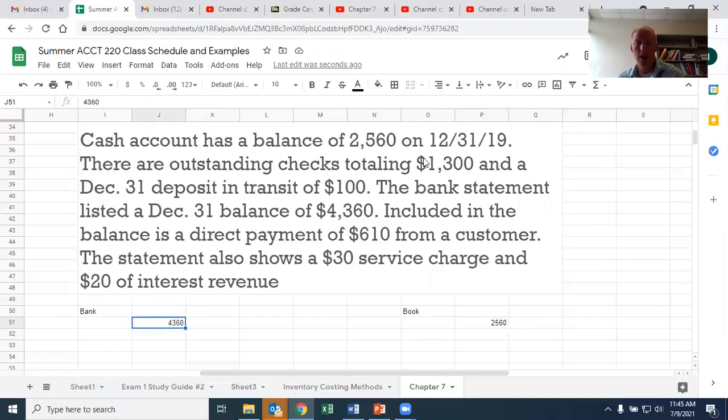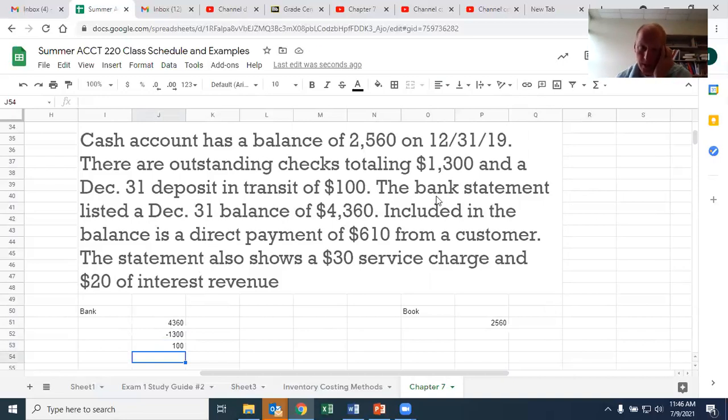Outstanding checks totaling $1,300. So outstanding checks, those are checks that we've written, we know about them, but the bank doesn't know about them yet, right? So as soon as those people cash the checks, it's going to reduce the bank balance. Deposit in transit of $100. Okay, we also know about that, right? The book knows about that. We made the deposit, but it's in transit, so the bank doesn't know. A deposit increases the bank balance.